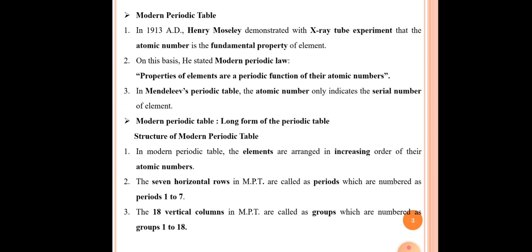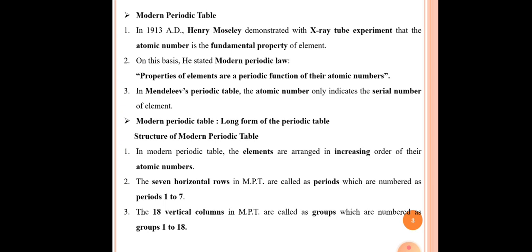The second point here is, the 7 horizontal rows in the modern periodic table are called periods, which are numbered as periods 1 to 7. See, in the modern periodic table, there are a total of 7 horizontal rows, which are called periods, and these periods are numbered 1 to 7.